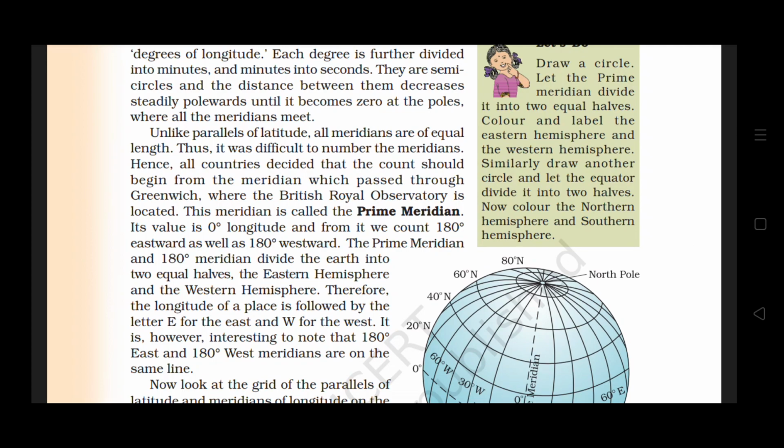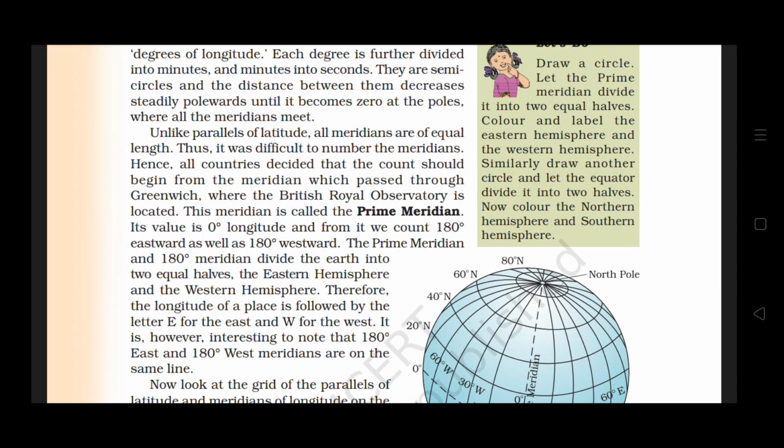The distance between two meridians decreases because as we go towards the north pole, the lines shrink so that they can reach the poles. That is the reason why the distance between two longitudes decreases as they extend towards the pole. Unlike parallels of latitude, all meridians are of equal length. Latitudes decrease in size as we go towards the pole, but meridians do not decrease in size or length.